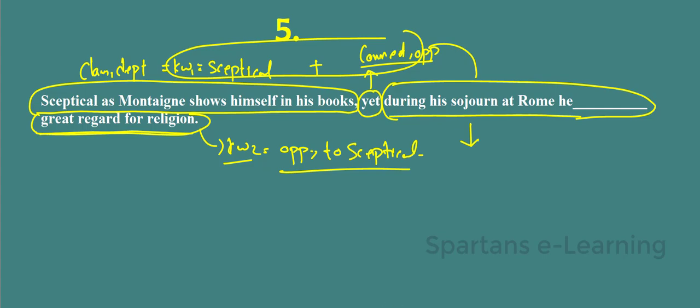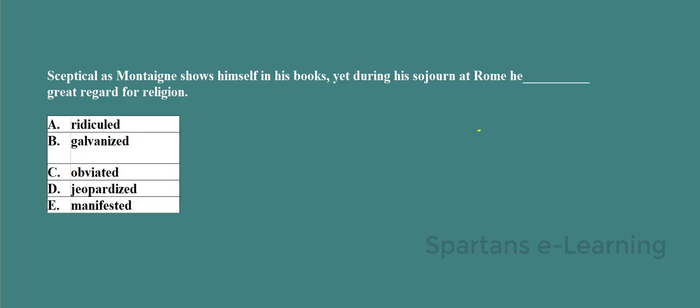Now let us look at our options. We are looking for a word opposite to skeptical. Now let us eliminate the options. Skeptical is a negative term and opposite to skeptical is a positive term. So directly first of all eliminate all the negative terms. Ridiculed is out of context and it is also a negative term. Cancel it. Now obviated means make something unnecessary or prevent something from happening. Even this one we can eliminate, as it is out of context. Now jeopardize is again out of context. Jeopardize means keep someone in danger.